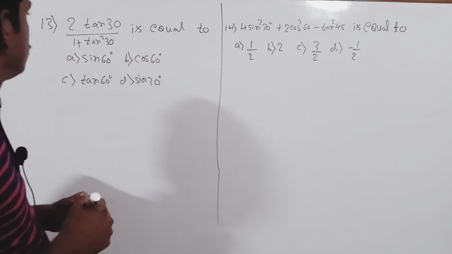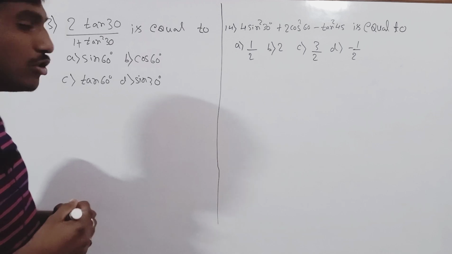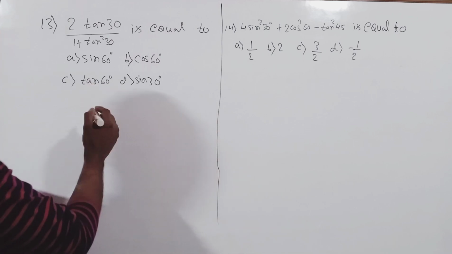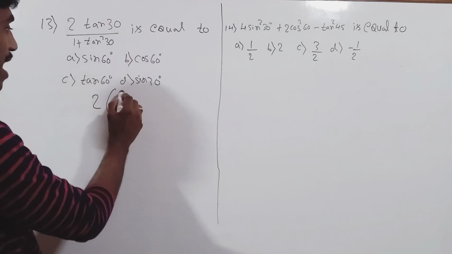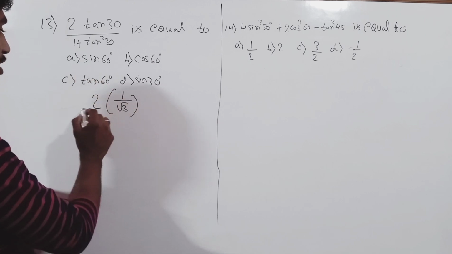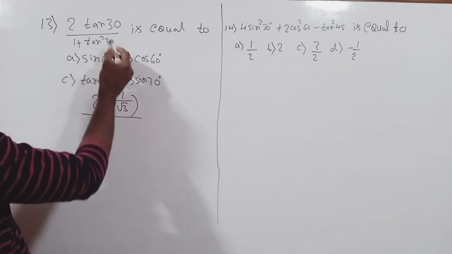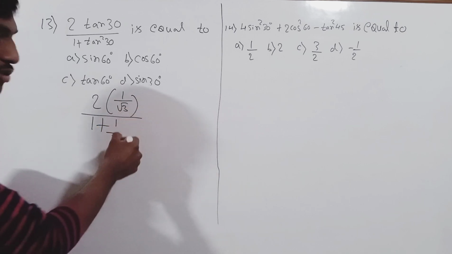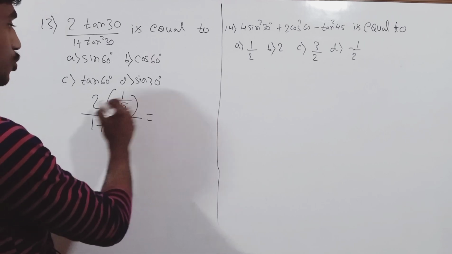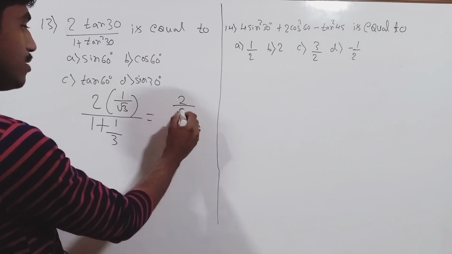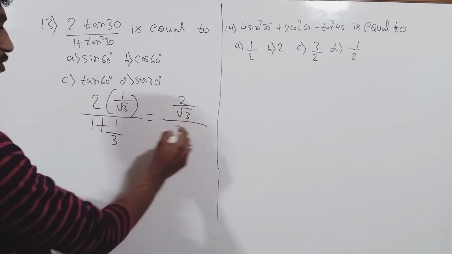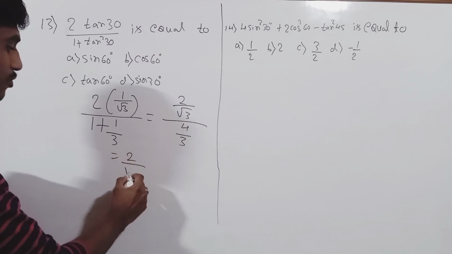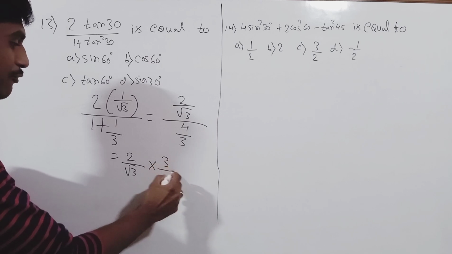Next question is 2 tan 30 by 1 plus tan square 30 is equal to what? Whether it is equal to sine 60, cos 60, tan 60 or sine 30. So we substitute the value here. The value of tan 30 is 1 by root 3. So 2 into 1 by root 3 by 1 plus tan square 30, that is 1 by root 3 whole square. 1 square is 1 and root 3 whole square is 3. So 2 into 1 by root 3 is 2 by root 3 divided by 3 plus 1, 4 by 3. So when we divide this, 2 by root 3 into 3 by 4.